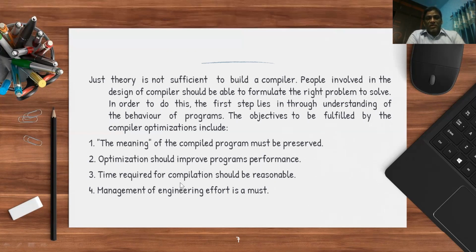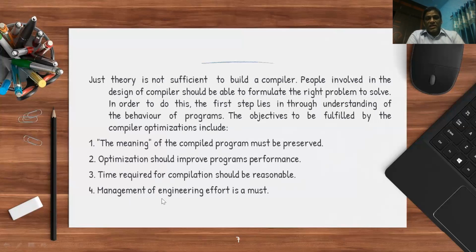And then time required for compilation should be reasonable. Because we are using an additional step over here as optimization, the total compilation time should not be too high. So the time required for that optimization process should be reasonable enough. You should not spend too much time for optimizing, even though it produces the best compiler, right? So time required for compilation should be reasonable enough.